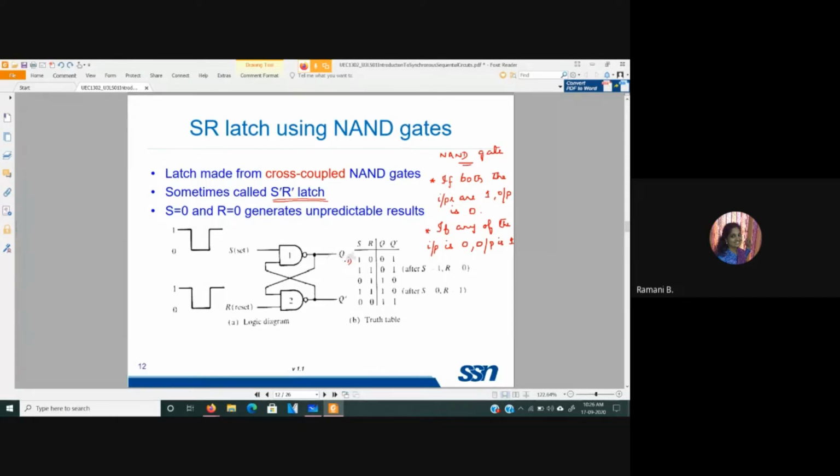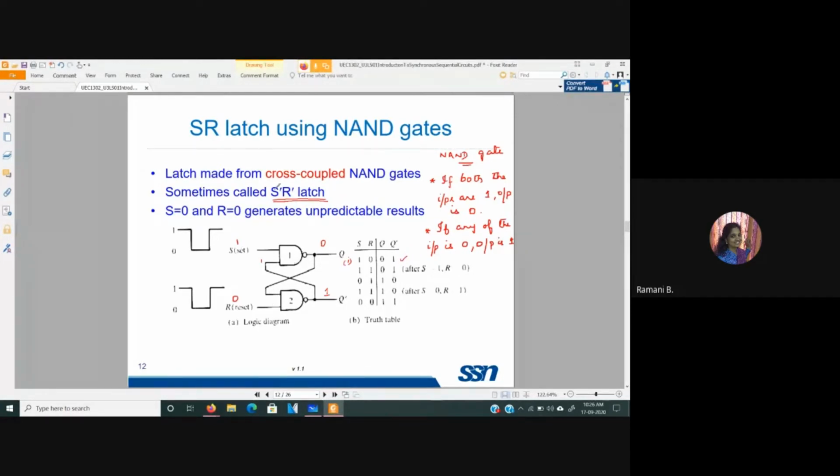So S is equal to 1 and R is equal to 0. If any of the input is 0, the output is 1. So here you will have the second NAND gate's output to be 1, and this will be fed back over here. So 1 with 1 will give me the output Q to be 0, right? So we have this one.